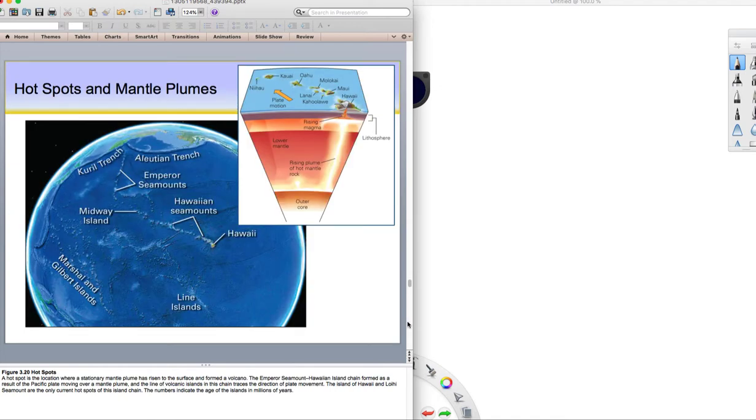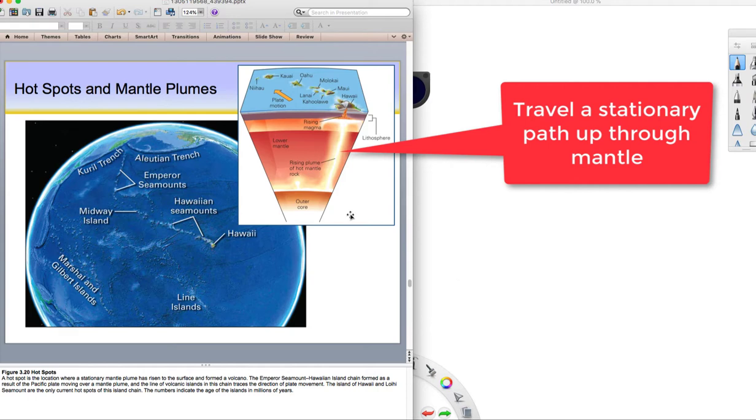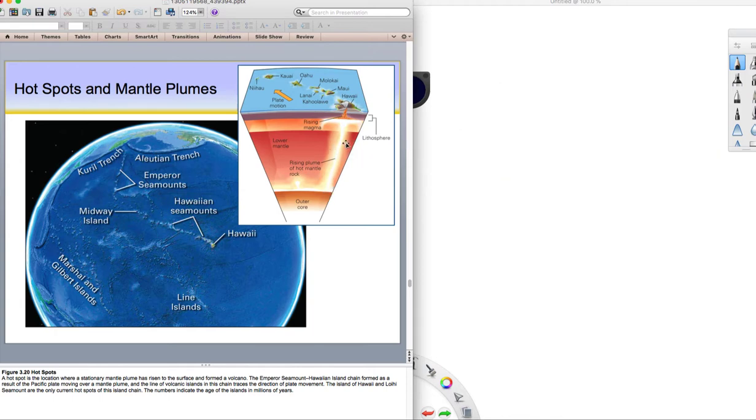Another criterion we use for plate tectonics is hotspots. And the key thing about hotspots is that they're mantle plumes that rise through the mantle. But the key thing is that they follow a stationary path. They're not moving, they're just going straight up. They're not flowing left or right. What's happening is the tectonic plates are moving over these. It's like holding a match under a piece of paper and moving that piece of paper across that match.